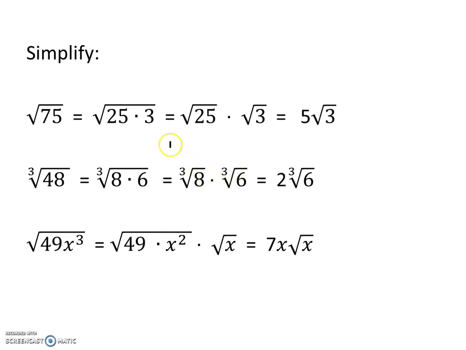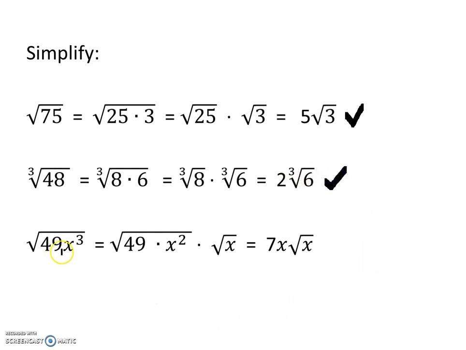Simplifying square roots, we break them down and we have 25 times 3. Well, we know the square root of 25 is 5, so we're left with 5 times the square root of 3. The cube root of 48 is the same as the cube root of 8 times the cube root of 6. Cube root of 8 is 2, so we bring that 2 out and we have 2 times the cube root of 6 for our answer.